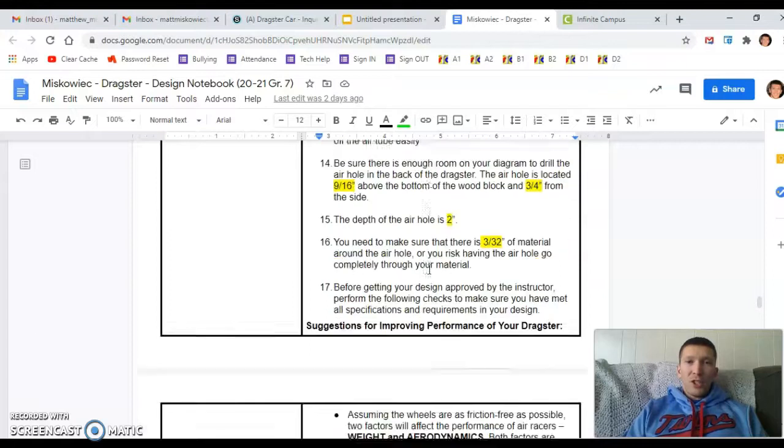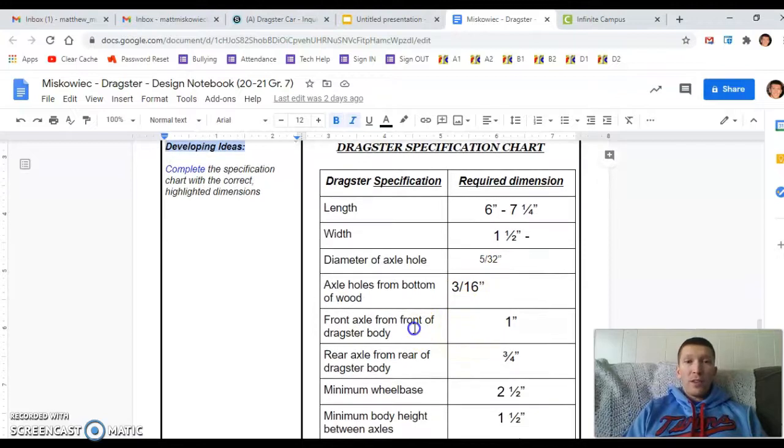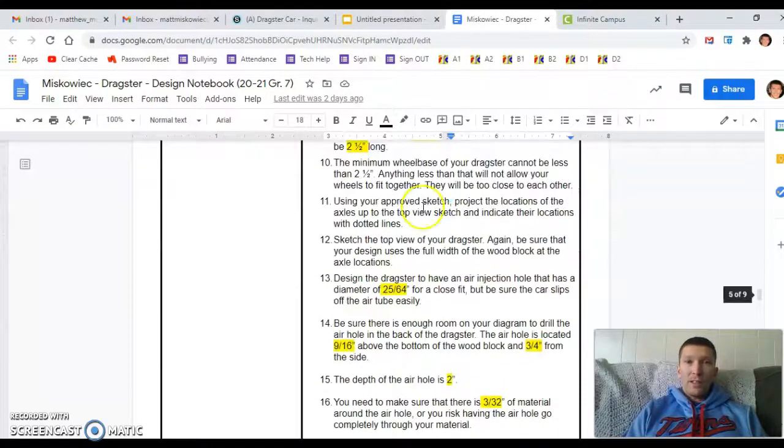In the specification chart, and you can see it's under developing ideas here, you had to fill out this chart based on the specifications for what your dragster car can be. So although you can design your car pretty much however you want, you had to follow certain specifications of how long it can be, how wide it can be, and where everything is located. So you had to fill in all of these measurements, which all the answers are found up above in these bullet points throughout the reading here. You should have had those highlighted already.